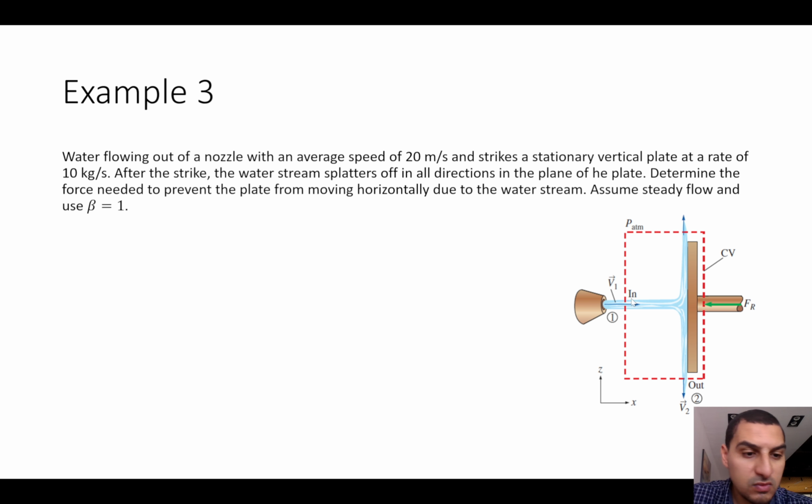vertical plate. So the water is hitting this plate at a rate of 10 kilograms per second. This is the mass flow rate, and after the strike the water stream splatters off in all directions. So the water, of course, is not going to penetrate this metal plate. It's going to splatter in all directions. So it's going to be like a circular spreading of the water in all angles. We just see the flow up and down because this is the side view.